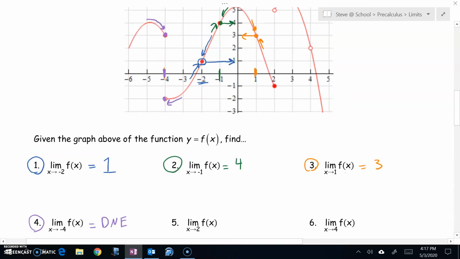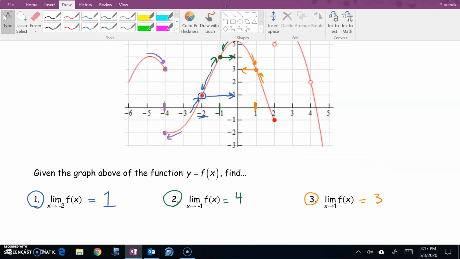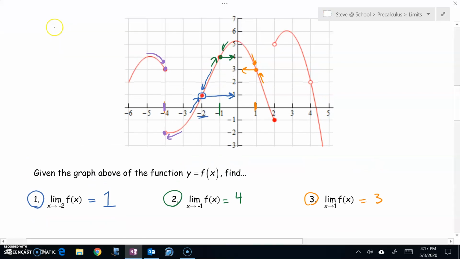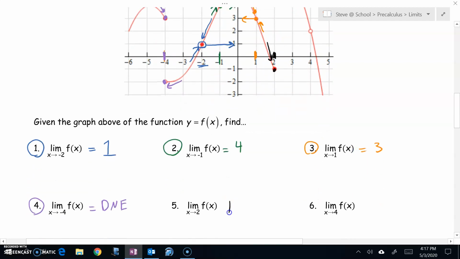Okay, so let's look at the other ones. Number 5 is when you're approaching the value of 2. I'll use black for this one. So here's x equals 2. Again, notice that when I draw a line up or down, there's 2 spots where the graphs are. So that means if I'm pinching from the left and I'm pinching from the right, I'm pinching at 2 different numbers. This one's getting to -1, this one's getting to 5. Those aren't the same, so therefore there's no actual true limit at 2 because they don't work.